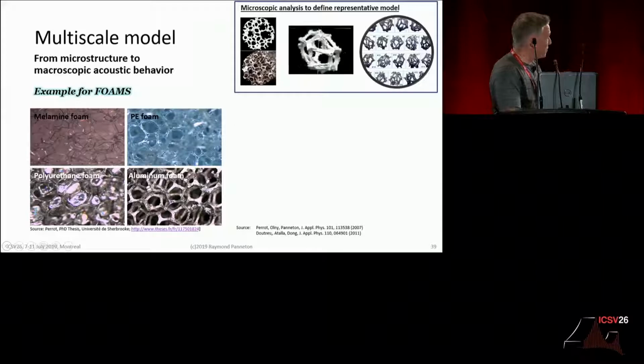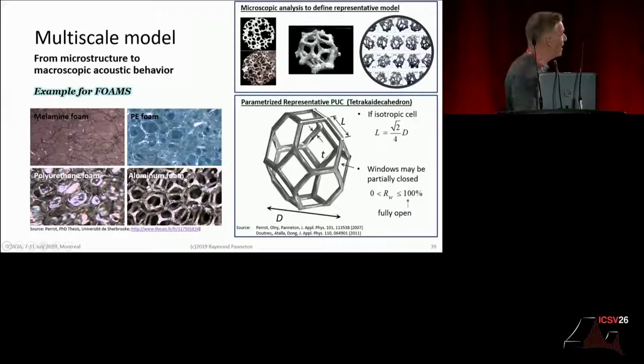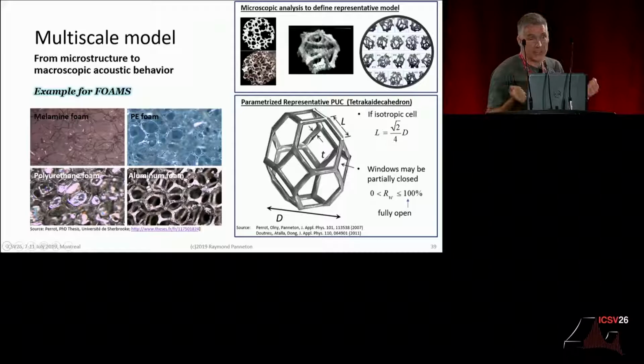So, from this, well, we derive a parametric model, okay? Here it's a periodic unit cell. It's a tetrahedron cell, okay, that represents this medium, okay?